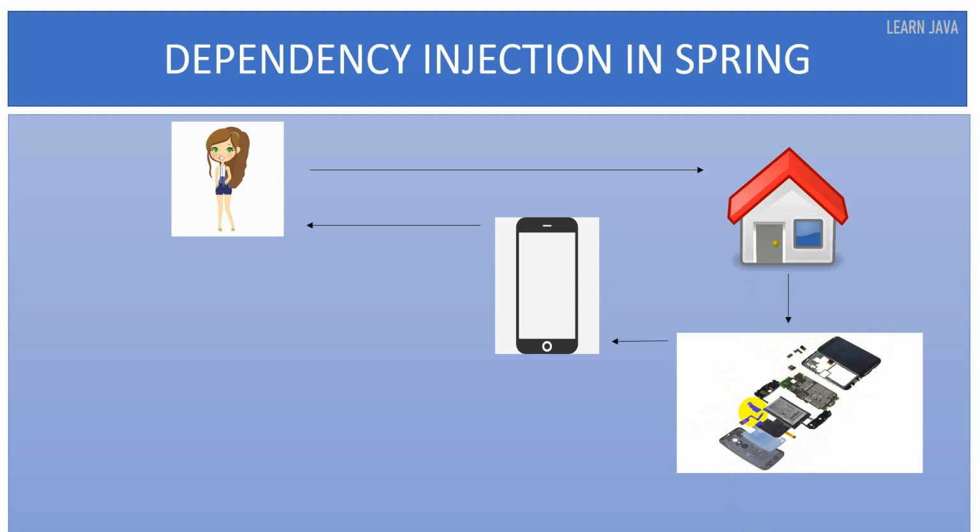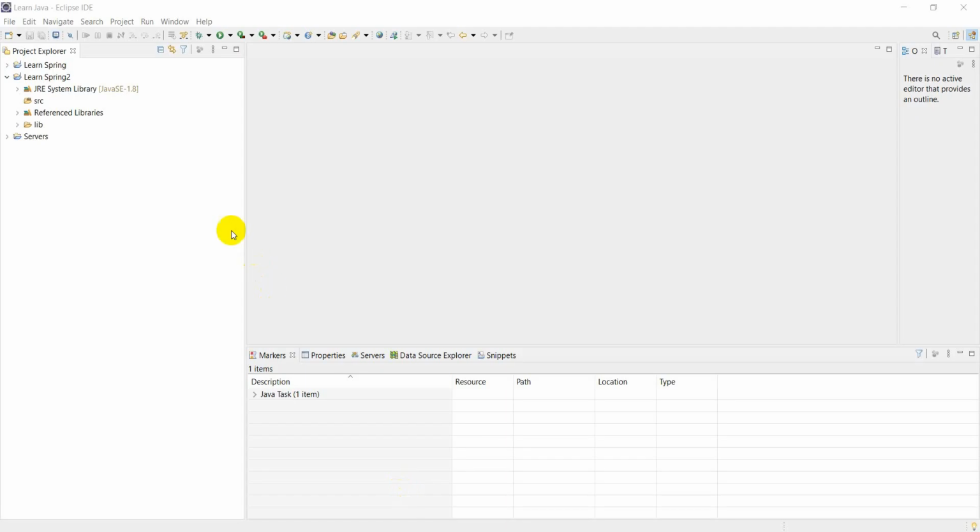Dependencies are like helper classes. A screen helps to build a phone. Similarly, a card reader helps to build a phone. There are various aspects that help to build a phone, and a phone is finally built. So let's look at some coding examples.